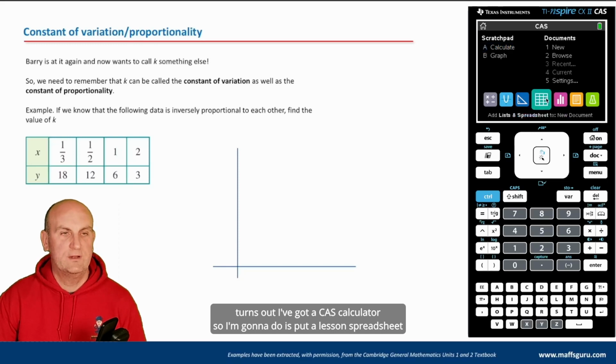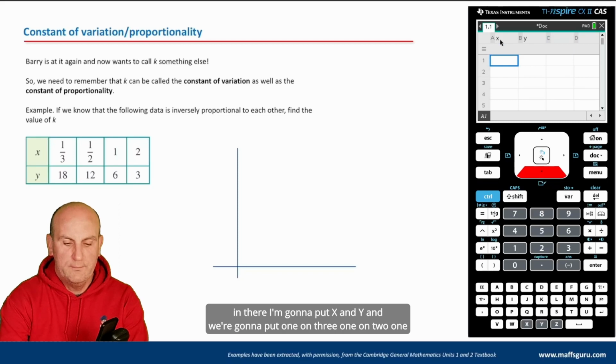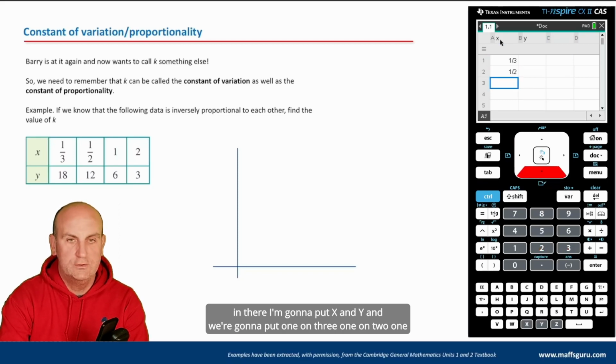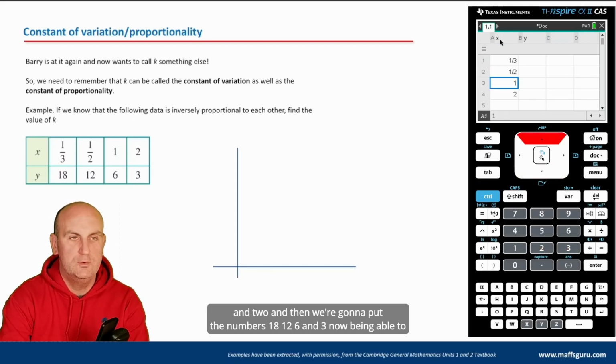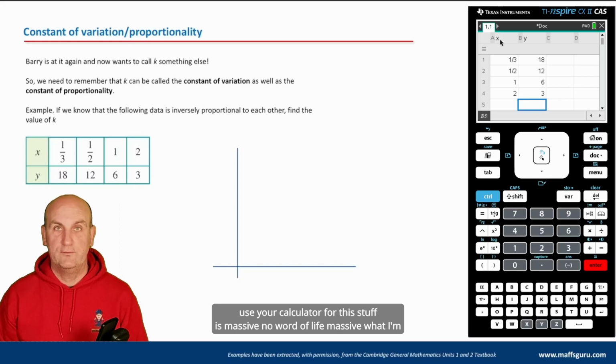So what I'm going to do is put a list and spreadsheet in there. I'm going to put X and Y. And we're going to put 1 on 3, 1 on 2, 1 and 2, and then we're going to put the numbers 18, 12, 6, and 3. Now, being able to use your calculator for all this stuff is massive. No word of a lie, massive.